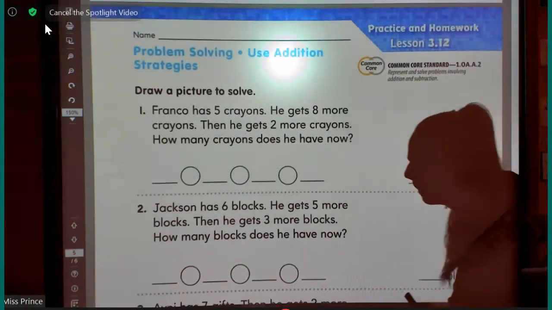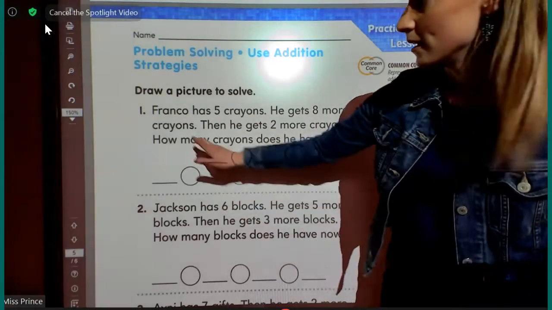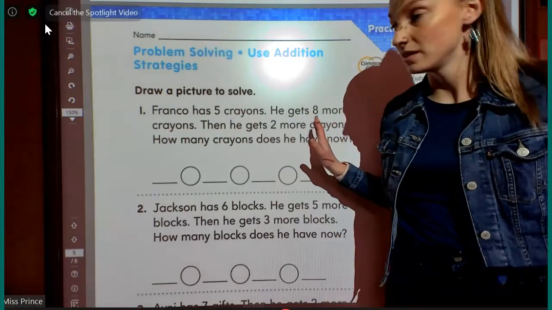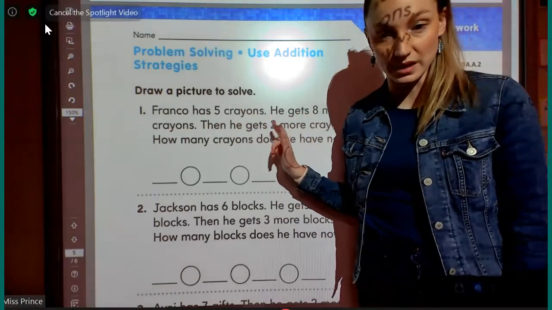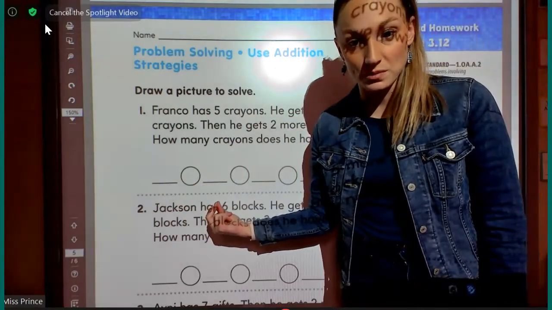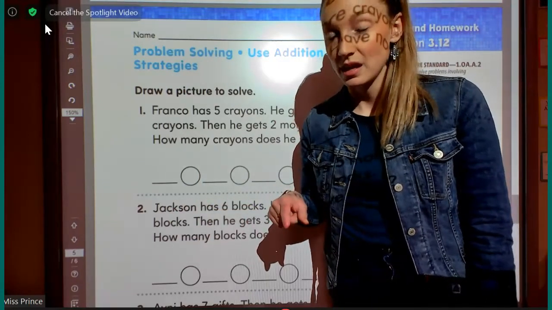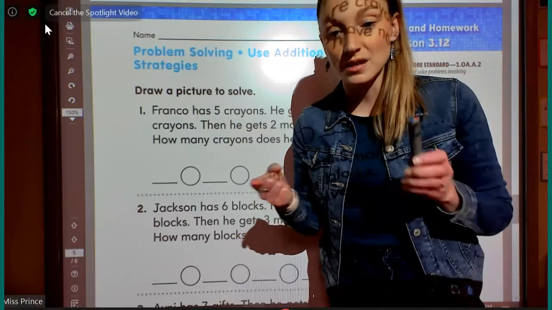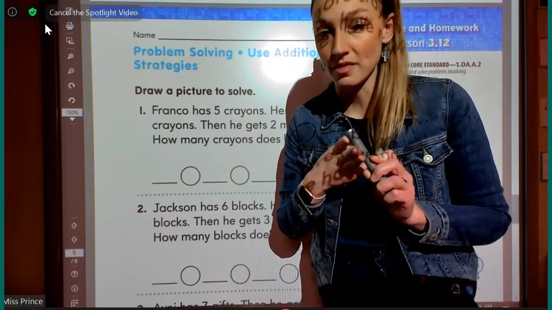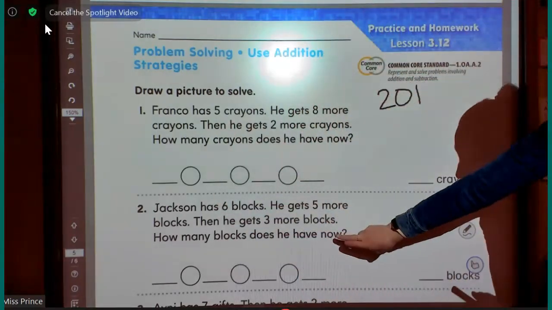This is page 201. Draw a picture to solve. This looks exactly like what we just did. You will need to circle the numbers to help you write the addition sentence. Then you can take 2 numbers to group together. If you can build a 10, I want you to try and build a 10. If you can't, see if you can end up making a double, or a double plus 1, or a double minus 1. That's going to really help you solve these super quick. Same with this one.